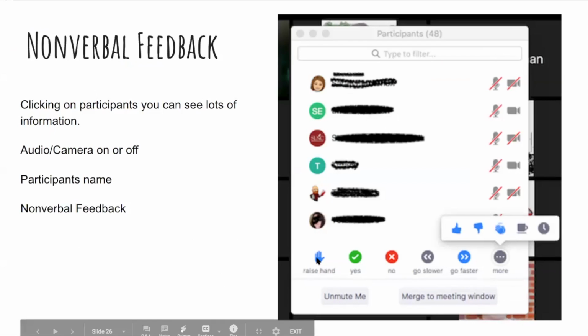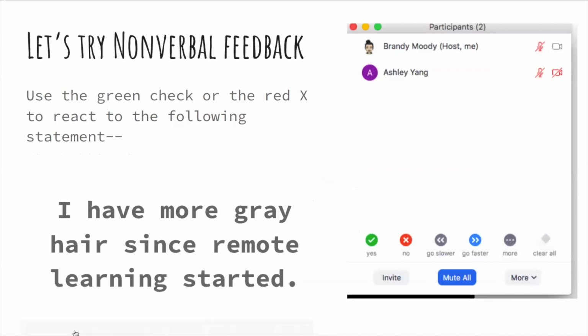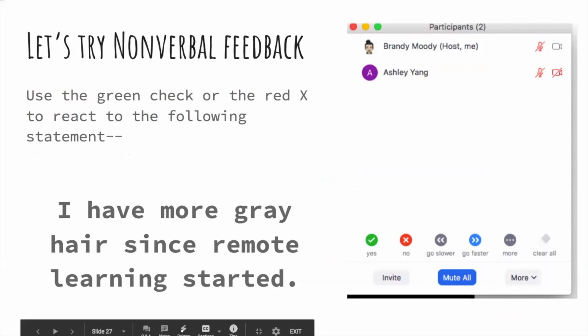If you look at the bottom, you can click the raise hand icon like you have a question, the yes, the no, slow down, go faster. And then you have the thumbs up, thumbs down, and the wave. We're actually going to try the nonverbal feedback right now. If you will click on your participants down at the bottom or top, wherever you have your bar, I would like you to use the green check or the red X to react to the following statement: I have more gray hair since remote learning started. So you're just going to check the yes or the no.